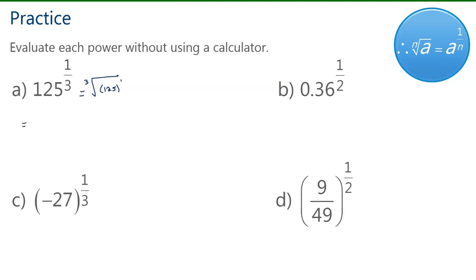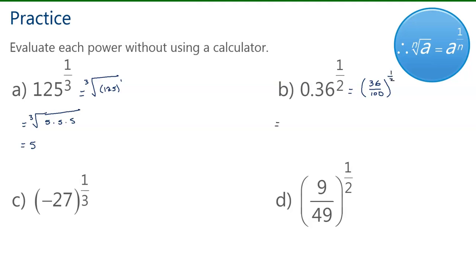125 is a perfect cube. So this can be written as the cube root of 5 times 5 times 5. And the cube root of 5 times 5 times 5 is 5. Let's look at B. 0.36 raised to the exponent 1/2. 0.36 is 36 100ths. So that's 36 over 100, all raised to the exponent 1/2.